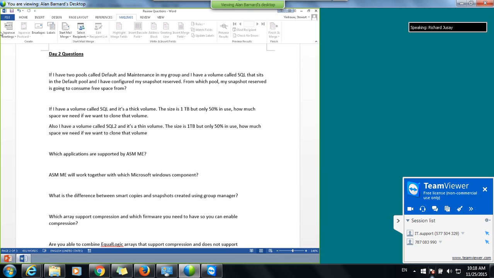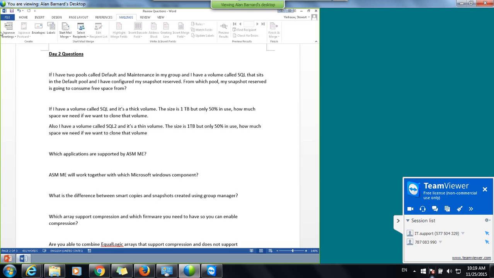I also have a volume called SQL2, and it's a thin volume. The size is 1 terabyte, but only 50% in use. How much space do we need if we want to clone that volume? 50%. 500 GB. Yep, great. You're doing very, very well today. Very good. So, next question.